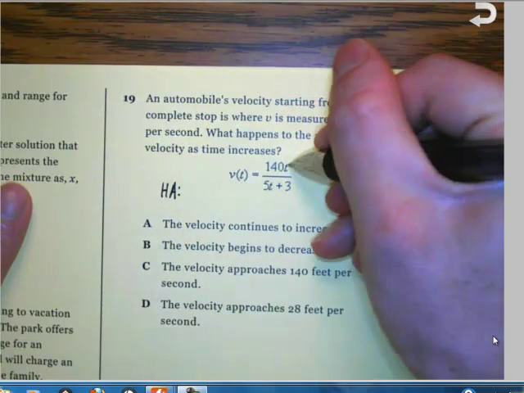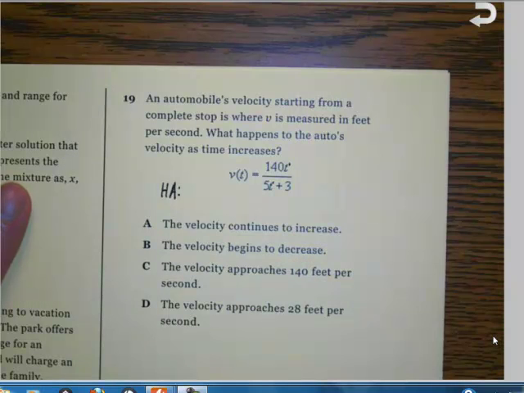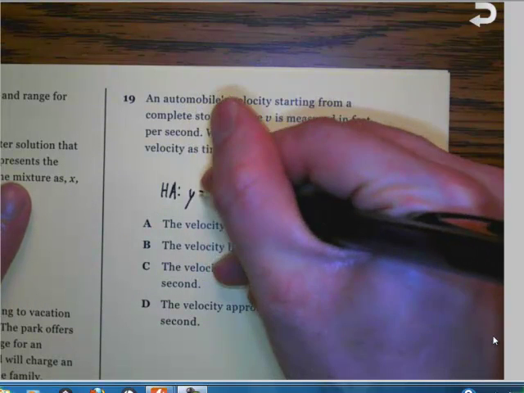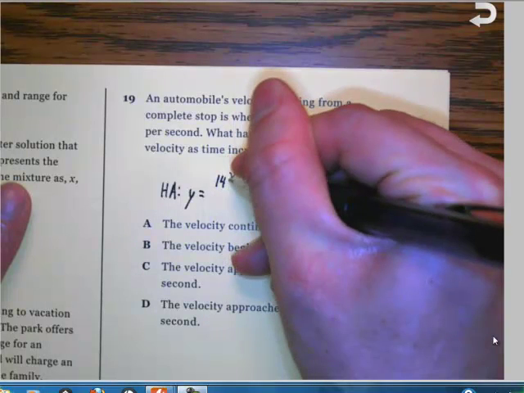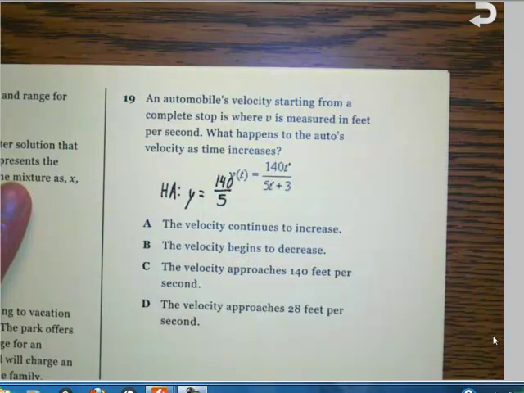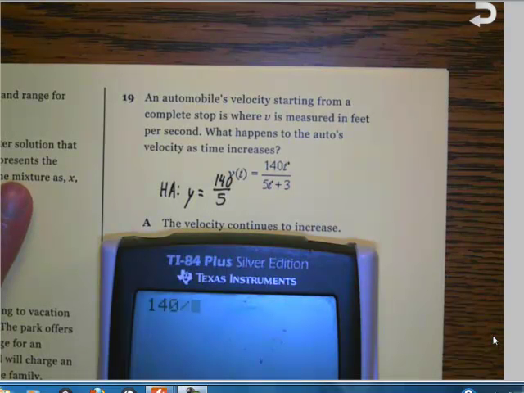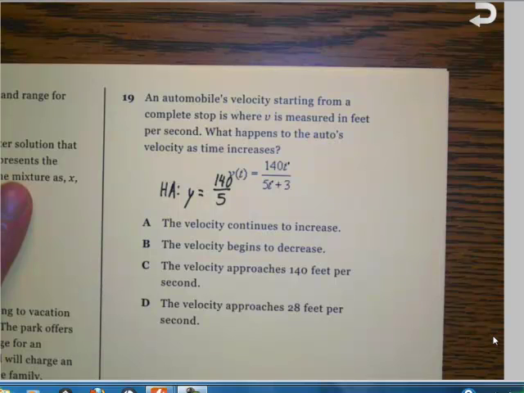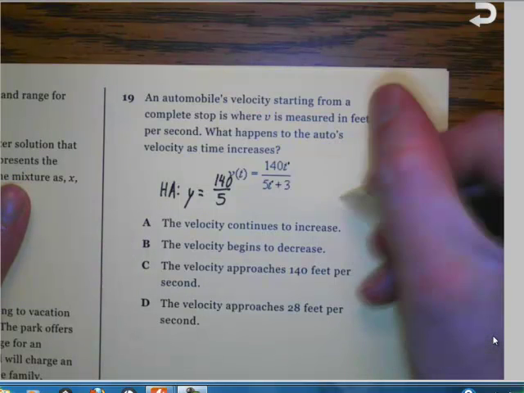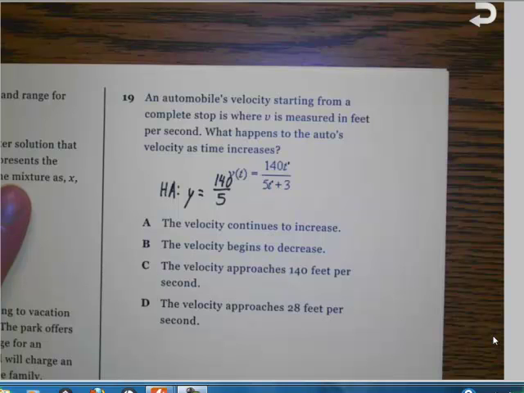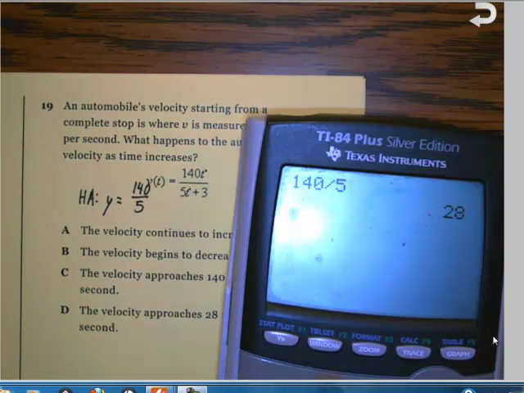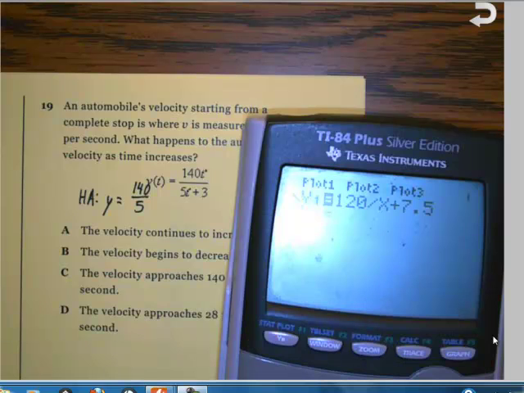In this case, the degree of the numerator and the degree of the denominator are both 1, so your horizontal asymptote is y equals 140 divided by 5. Well, 140 divided by 5 is 28. And so the velocity at some point will level off at 28. Now, even if you're not terribly intuitive when it comes to this stuff, you can actually just plug it in and take a look. 140 times x divided by 5x plus 3.